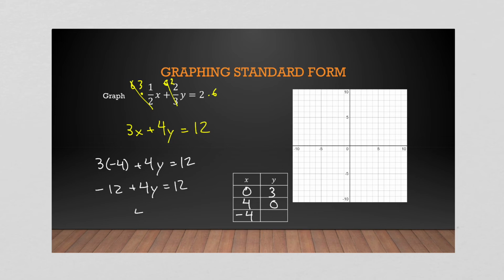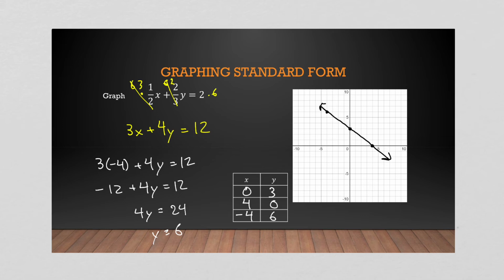Again, I'm going to add 12 to both sides. This time y equals 6. So what does this look like? Well, when x is 0, y is 3. When x is 4, y is 0. And when x is negative 4, y is 6. And again, my line looks great. So I haven't screwed anything up, and I'm good to go.